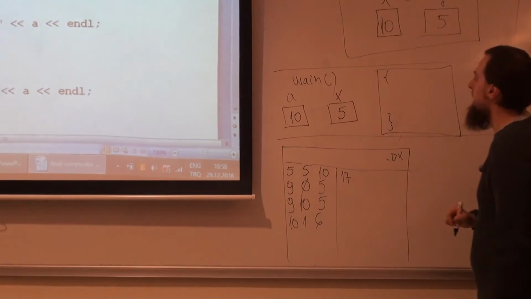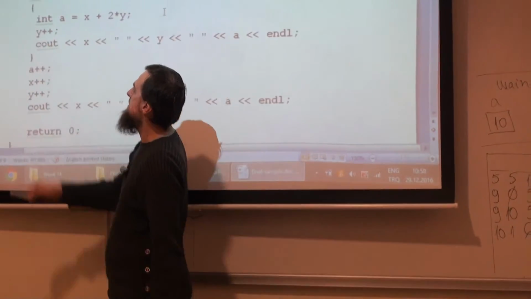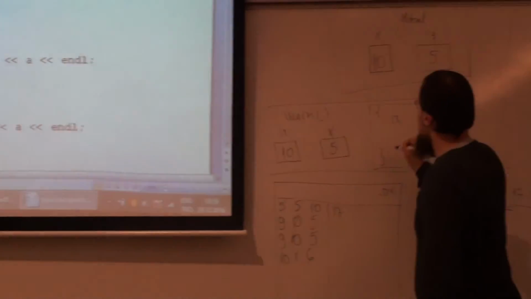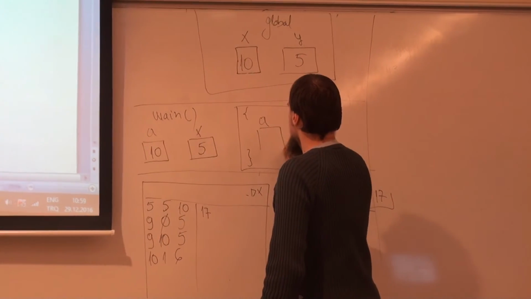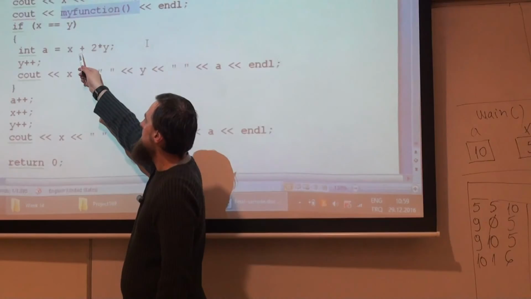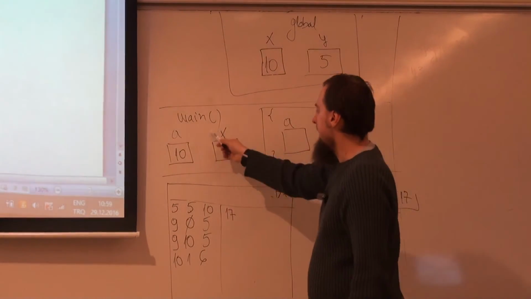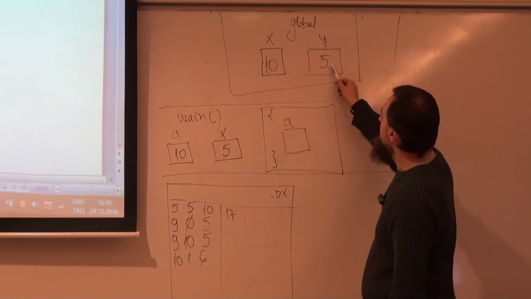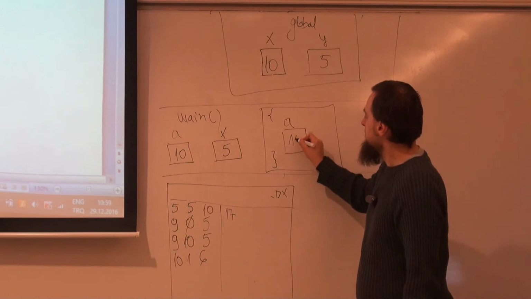This is inside the main. And here, since I have this integer clause, I'm defining a new variable called a, and its validity, its scope, is inside this block. I have a box for a, and a is equal to x plus 2y. A is equal to x, which is 5, plus 2y. 2y is 5 multiplied by 2, which is 10, plus 5 it's 15. So this a is 15.